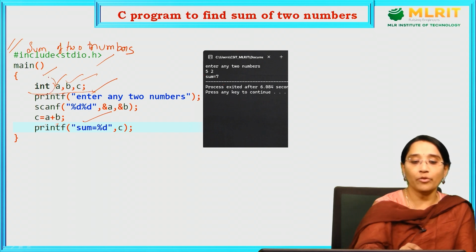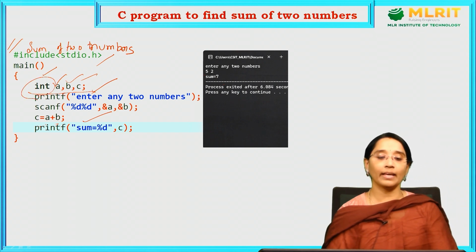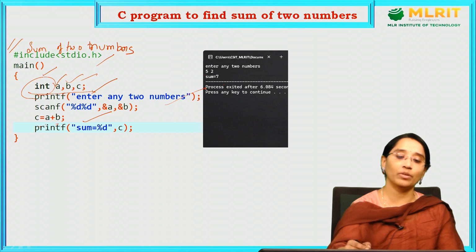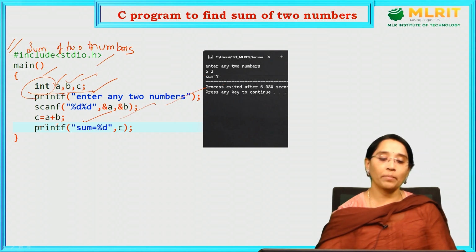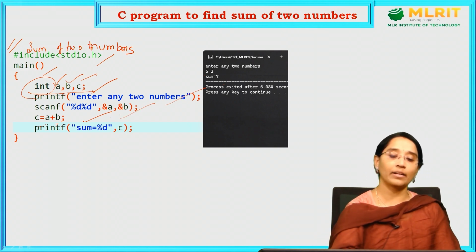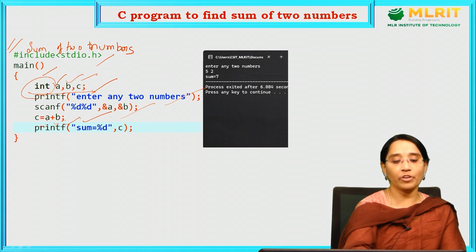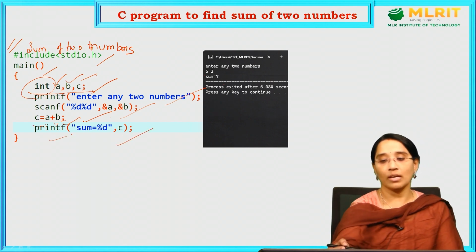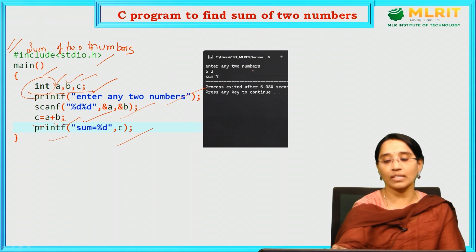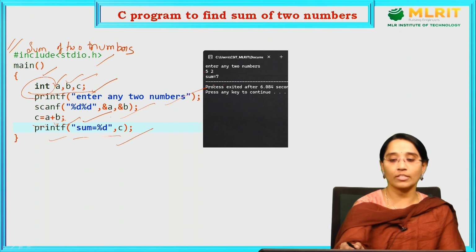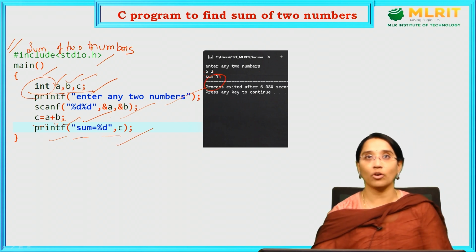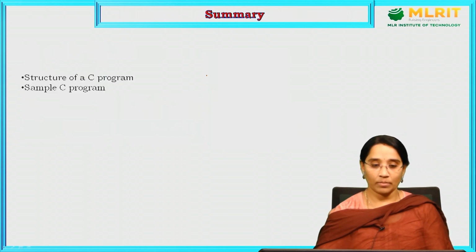5 and 2 are of type integer, so I will use the data type int a, b, c. printf: enter any two numbers, then scanf. Two inputs will be given, two numbers, address of a and address of b. Next, c is equal to a plus b. After calculating, the sum will be in c, so I will print it with the help of the printf function. You can see the output screen: enter any two numbers, I have entered 5 and 2, sum equals 7. After executing, I got the result as 7.